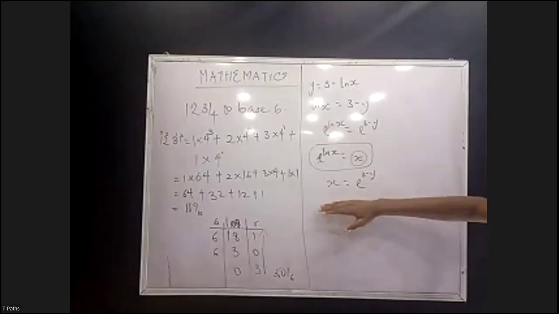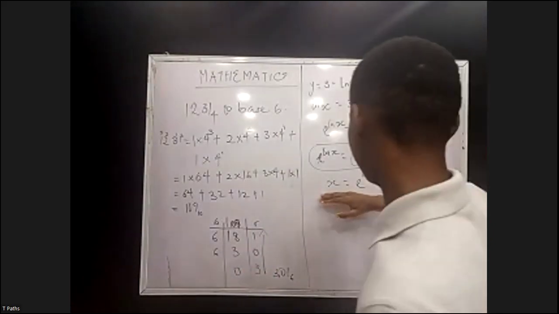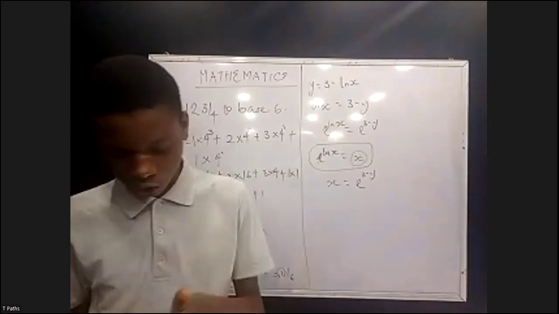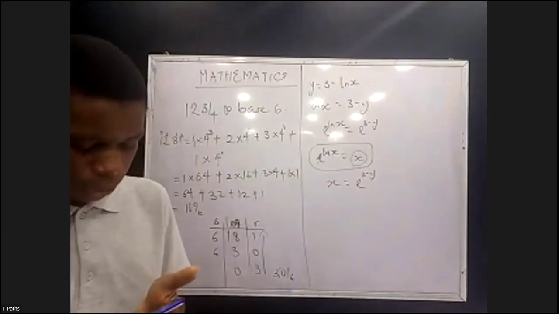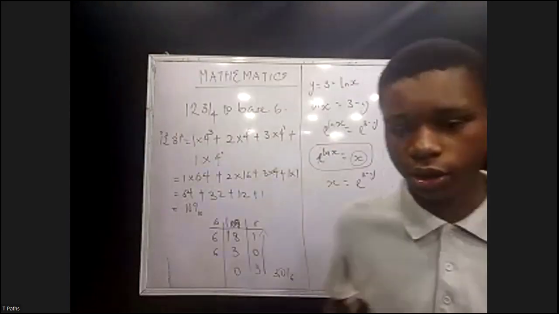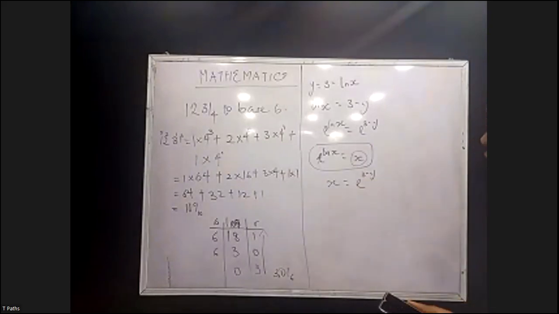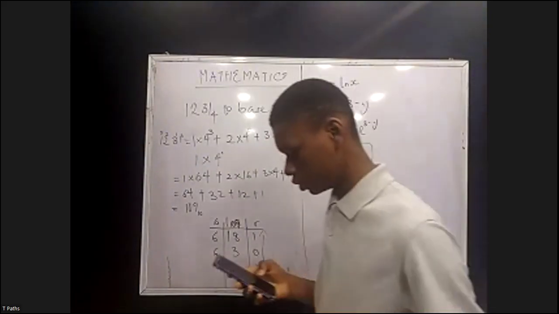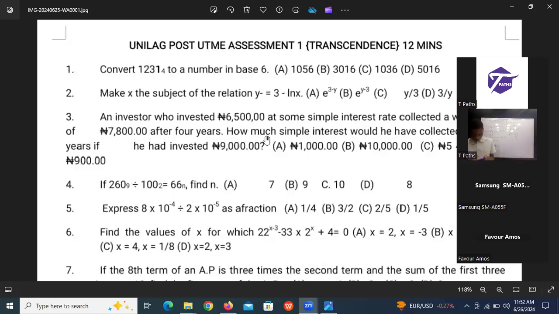So you get the answer as e raised to the power of e raised to the power of 3 minus y, which is option A. So that's for the second question. Moving on to the third question. The third question is a question on simple interest.